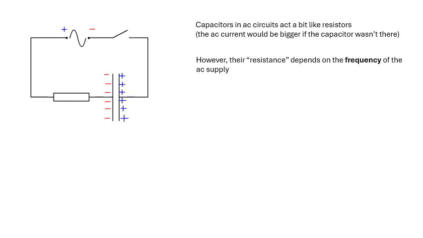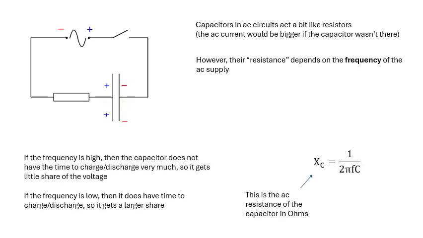Now, capacitors in AC circuits act a bit like resistors. If the capacitor wasn't there, then the current would be bigger. However, their, in inverted commas, resistance depends on the frequency of the supply. If the frequency is high, then the capacitor doesn't have very much time to charge and discharge, so it's not going to get very much of the voltage. If the frequency is low, then it has plenty of time to charge and discharge, so it will get a bigger share of the voltage.